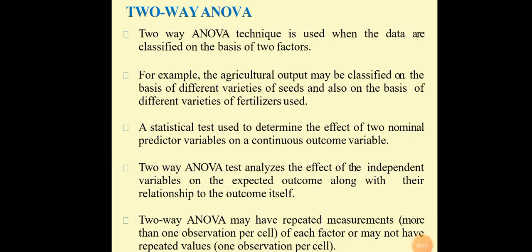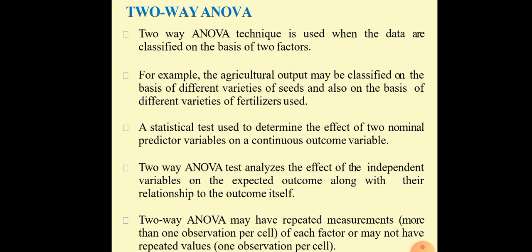Hello learners. In this lecture we will study about two-way ANOVA. The two-way ANOVA technique is used when the data are classified on the basis of two factors. For example, the agricultural output may be classified on the basis of different varieties of seeds and also on the basis of different varieties of fertilizers used.